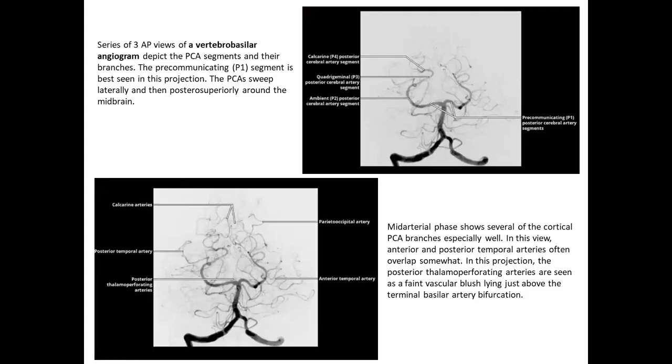The vertebrobasilar angiogram, here showing the segments: pre-communicating, ambient, quadrigeminal, and calcarine P4. Here showing the branches of the posterior cerebral artery, thalamostriate arteries. Here, posterior temporal, anterior temporal, calcarine, and parieto-occipital arteries.